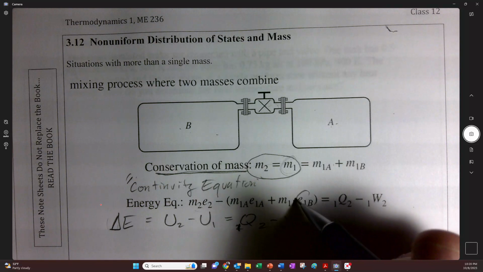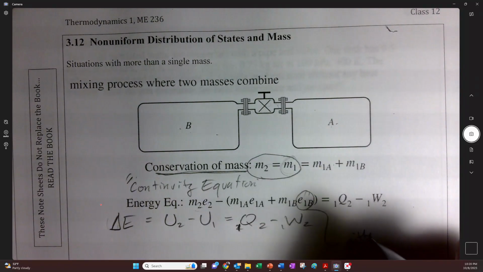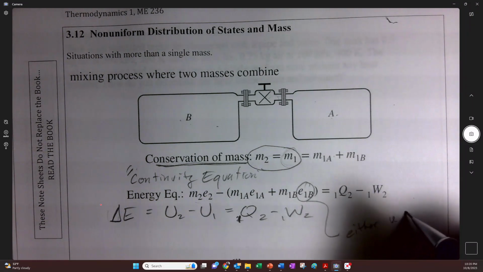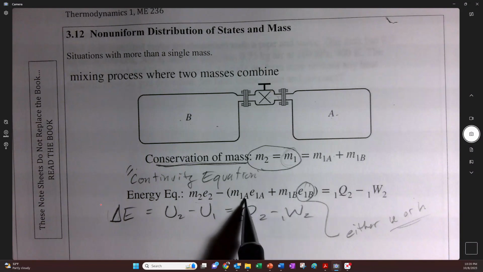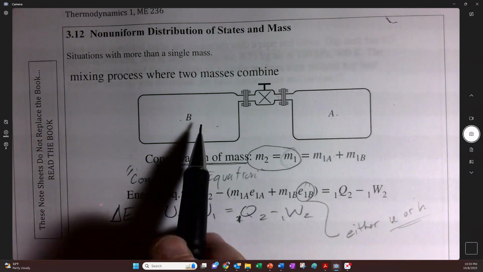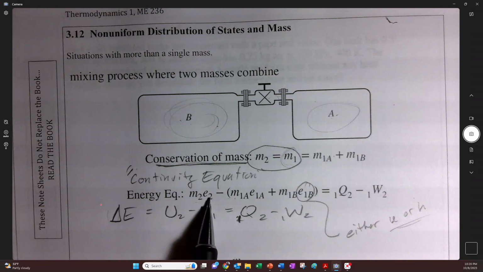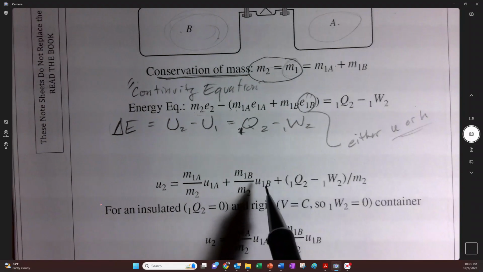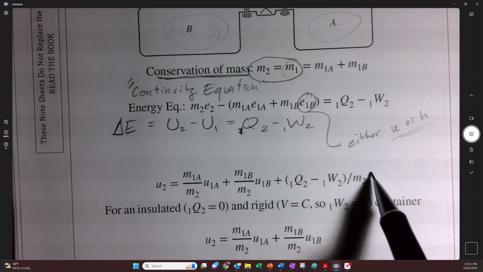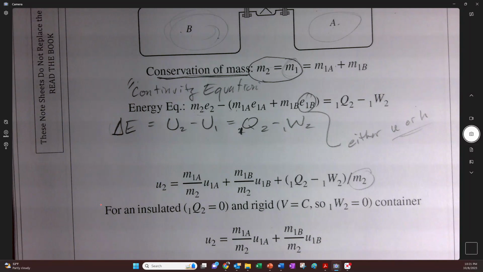They are indicating right here lowercase e, which could be either u or h, to indicate that it's on a per mass basis, and they're multiplying it by mass. That way we're able to separate a particular set of energies in here by doing it on a per mass basis and then multiplying it by the mass. And then what they've done is they've noticed that, inevitably, we're going to have mass 2 here, so we could divide all the way through everything by mass 2.